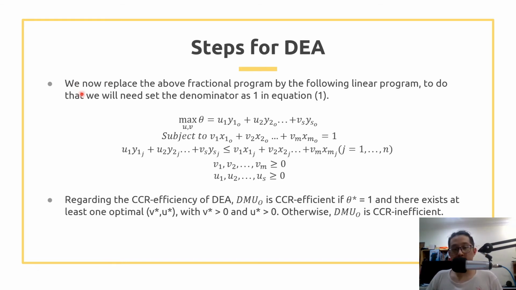Okay, so now we're going to replace the fractional program with a linear program. To do this, we set the denominator to 1, and you get this linear program. And regarding the CCR efficiency of DEA, DMUo is CCR efficient if theta equals 1 and there exists at least one optimal v star, u star, with v star being more than 0 and u star also being more than 0. Otherwise, the DMUo is CCR inefficient.